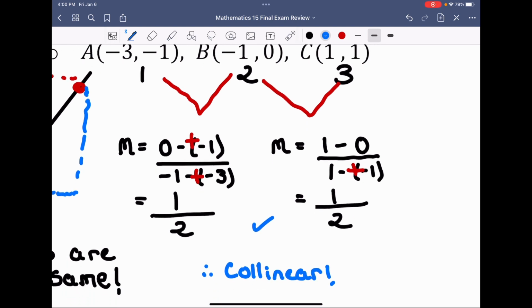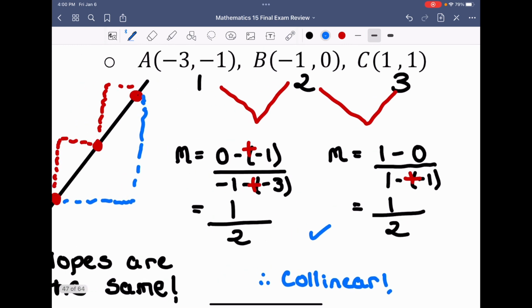They do share the same slope. If you can confirm that these points share the same slope, they are collinear. That means they share the same line.